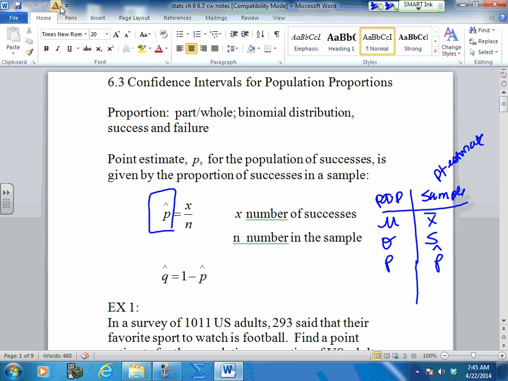Because p and q add up to 1, normally you do this. So you do the same thing with your sample. 1 minus p-hat, this will give you q-hat. So remember that when you do this part.